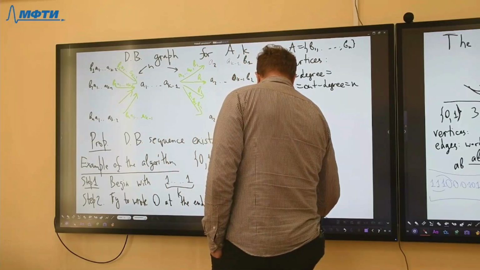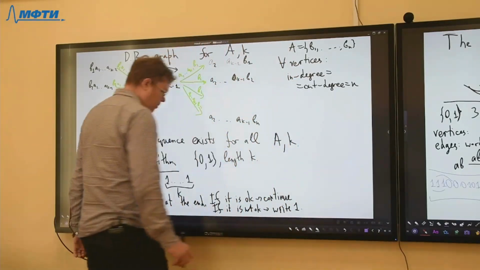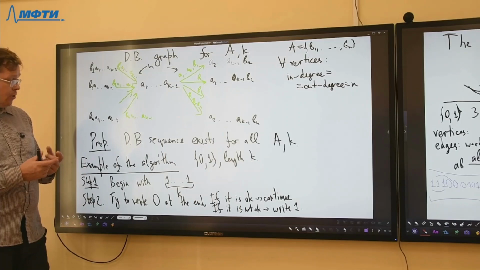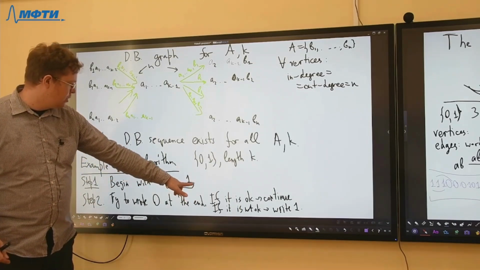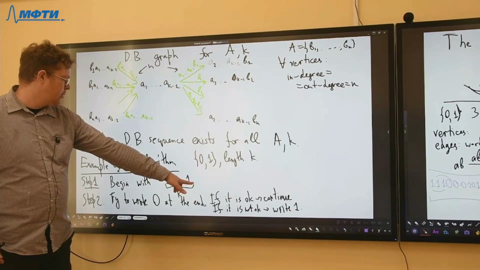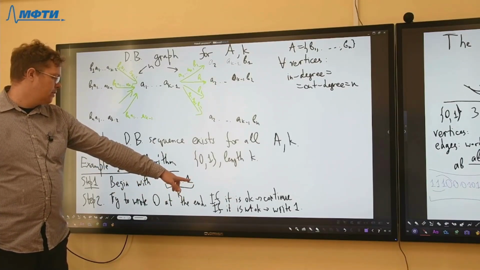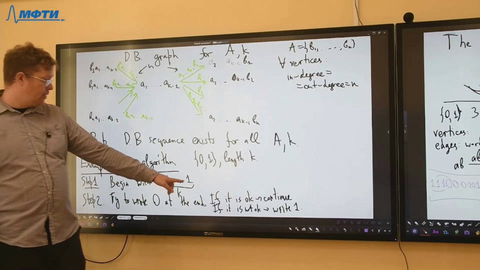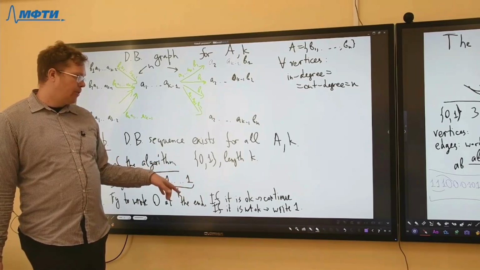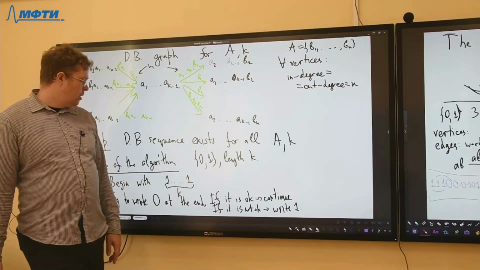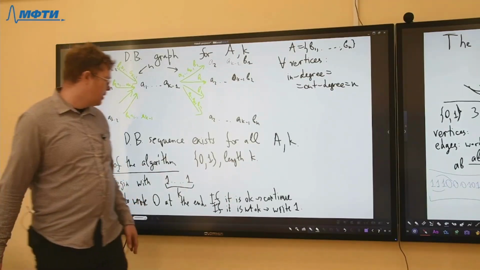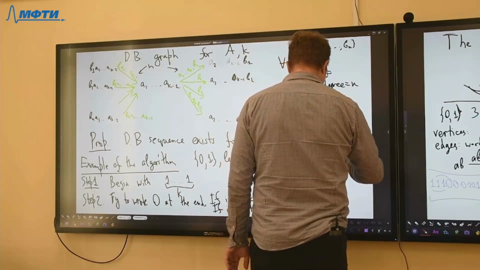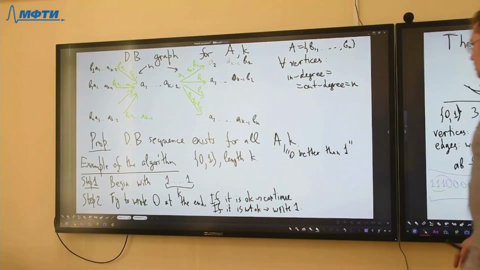If it's not, write 1. So what does it mean, okay or not okay? If it is not okay, the new word of length k that we add is one we already have earlier in our sequence. So if we cannot write 0 here because there will be repeating words of length k, then try to write 1. This strategy is called 0 better than 1, or prefer 0 to 1.